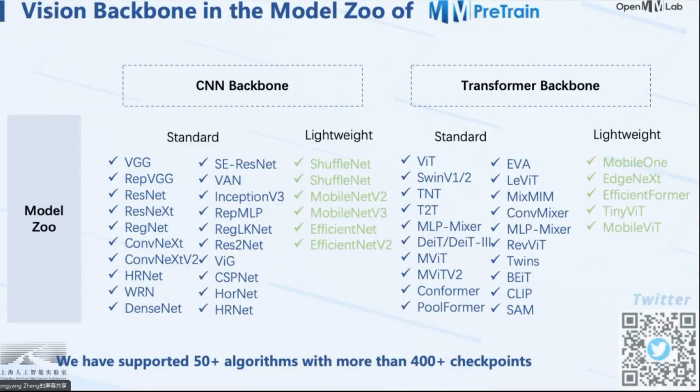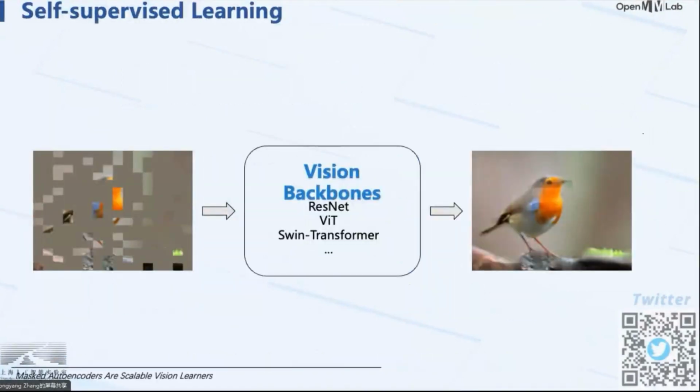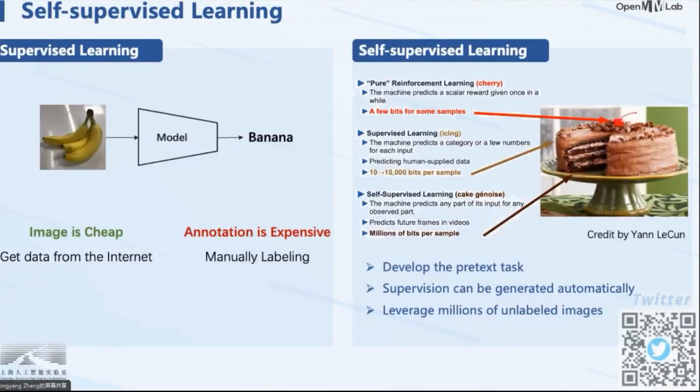Also, MMPreTrain supports self-supervised learning, and we can use self-supervised learning to learn foundation models for different domains and different tasks. Actually, self-supervised learning aims to develop a pretext task so that supervision can be generated automatically, and we can leverage millions of unlabeled images to train such a model.